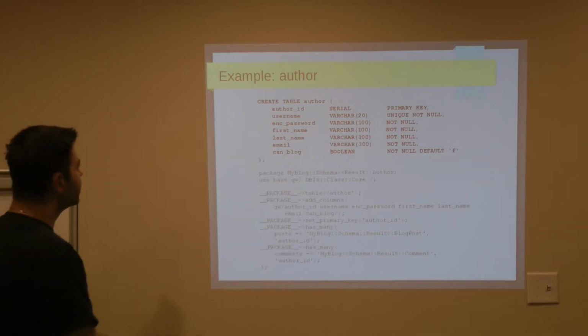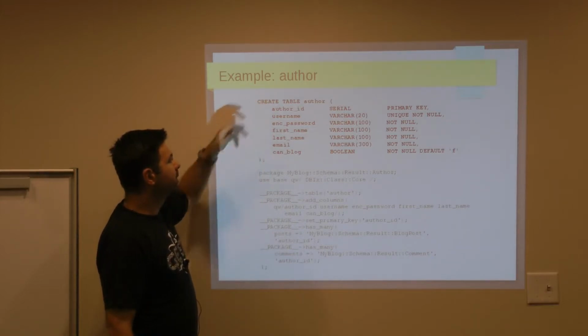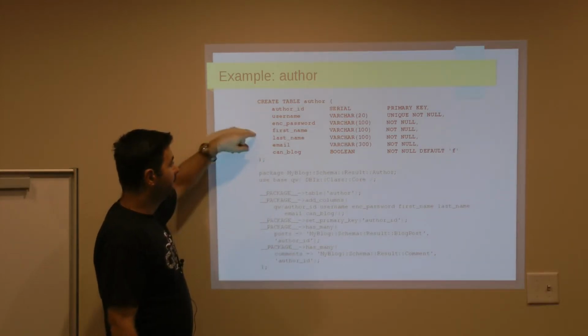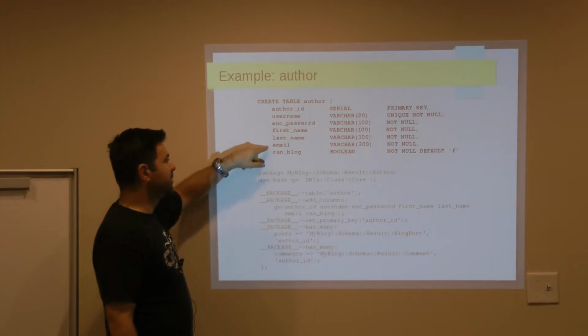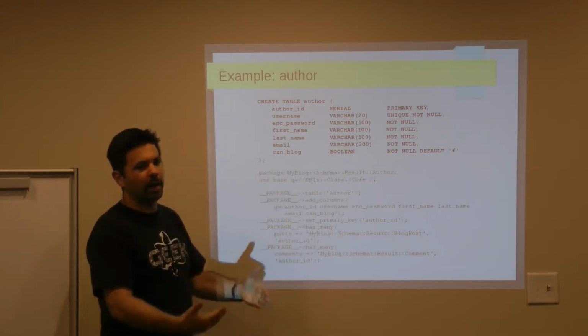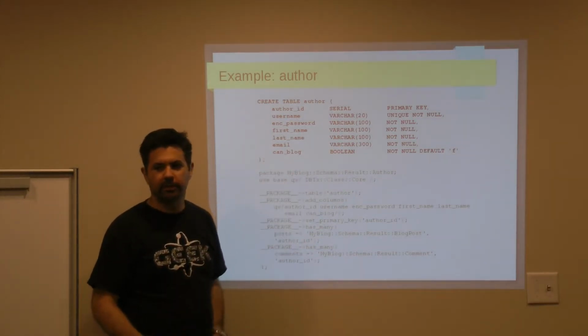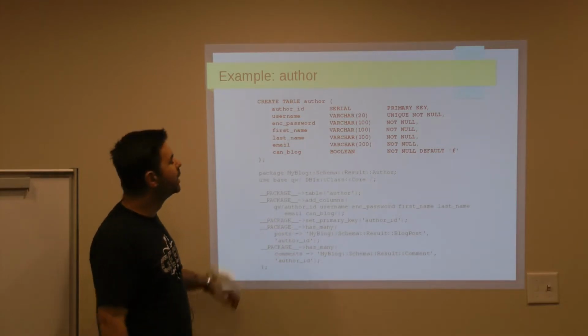Okay, so the author table, it's similar. We have a username and an encrypted password, and first name, last name, email, and then I have down here: is this an author who can blog and not just comment? So that's a Boolean field. Another thing that Postgres can do.